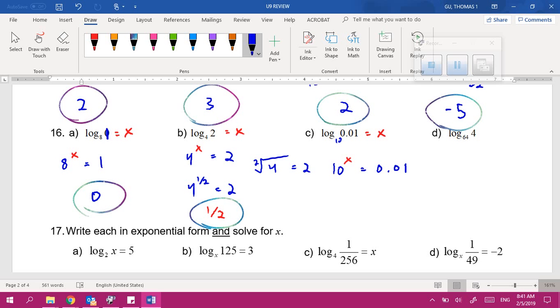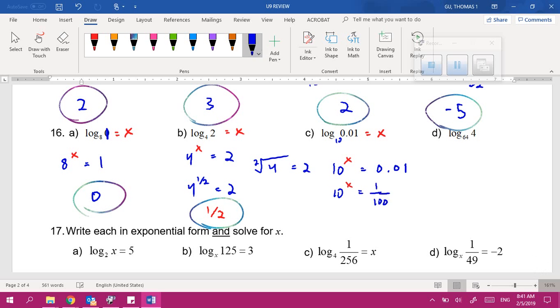What would it be here? 1/3? No, because you're not taking a root here necessarily. 0.01 is the same thing as, if you thought about it in a fraction form, 1 over 100, right? So this is the same thing as saying equals 1 over 100.